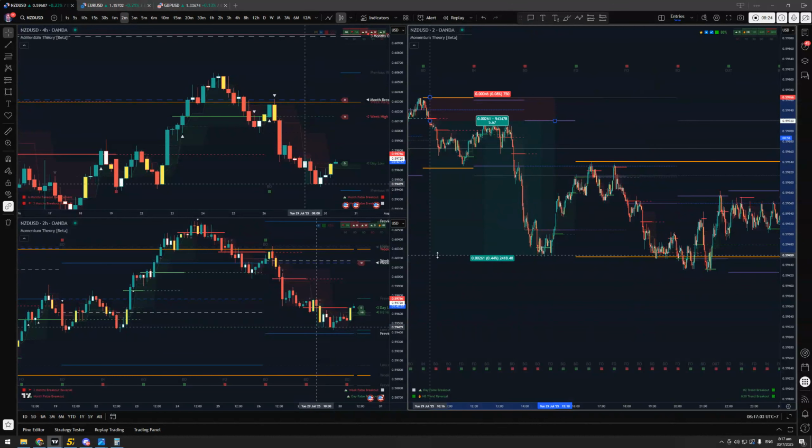So I did give back. I did leave some on the table here, but I'm happy with the trade management. You never know what's going to happen, so I just took that, and that's it.